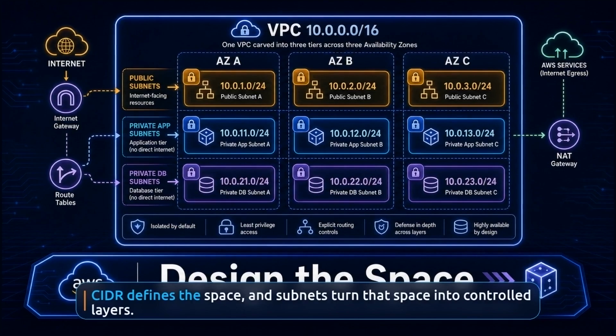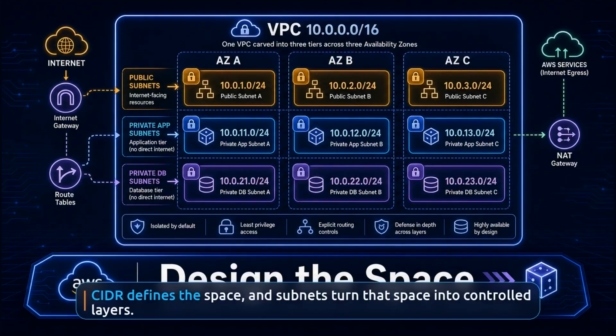Because good subnetting is intentional separation. Public entry points live in one layer. Application workloads live in another. Databases live in a deeper, more tightly controlled layer. And each layer is spread across multiple availability zones, so one zonal problem does not become a total outage. A subnet is not private just because you named it private. It becomes functionally public or private because of the routes associated with it and the paths that are actually reachable.